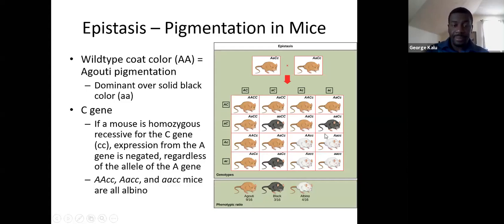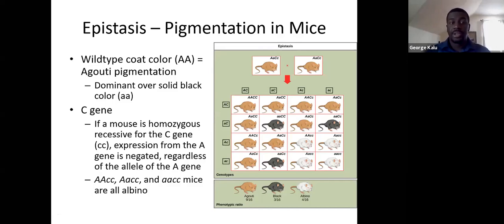So in this case, the C gene completely masks the A gene, assuming it's homozygous recessive. Now, if we're looking at homozygous dominant or heterozygous for the C gene, there's no effect. The A tends to take over. But if you have homozygous recessive for the C gene, the homozygous recessive takes over, and we negate the effects of the A allele.